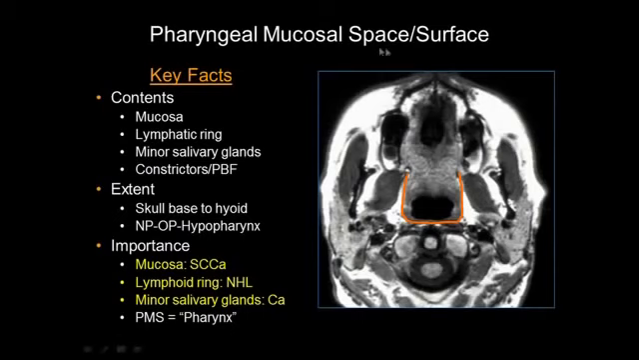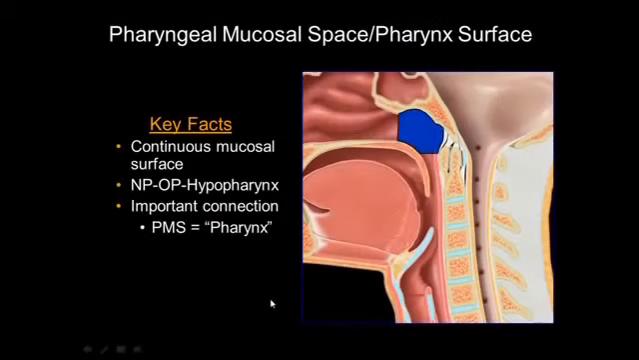So let's look at the pharyngeomucosal surface or space, remembering we have mucosa, we have a lymphatic ring, the adenoids, the palatine tonsil, and the lingual tonsil. We have minor salivary glands, and the constrictors, and the pharyngobasilar fascia. It extends from the skull base to the hyoid bone. It has a naso-oropharyngeal and a hypopharyngeal component, and as you would not be surprised based on these contents, we have squamous cell carcinoma and lymphoma and minor salivary gland malignancy in this area. Notice the nasopharyngeal, oropharyngeal, and hypopharyngeal mucosal surface or space.